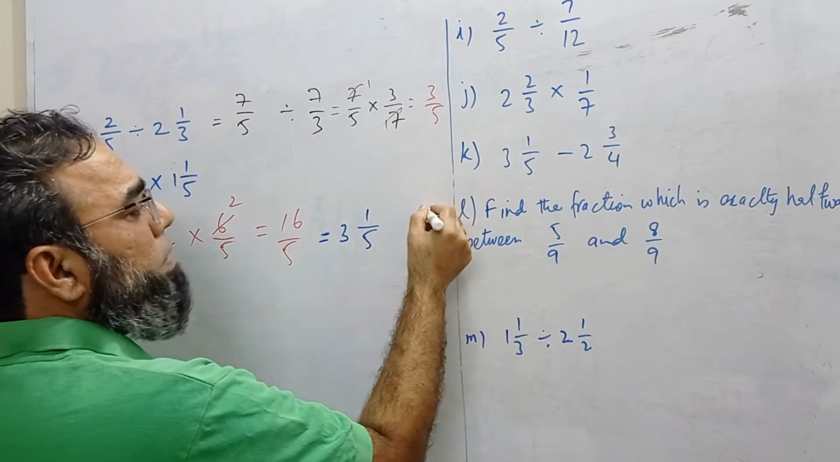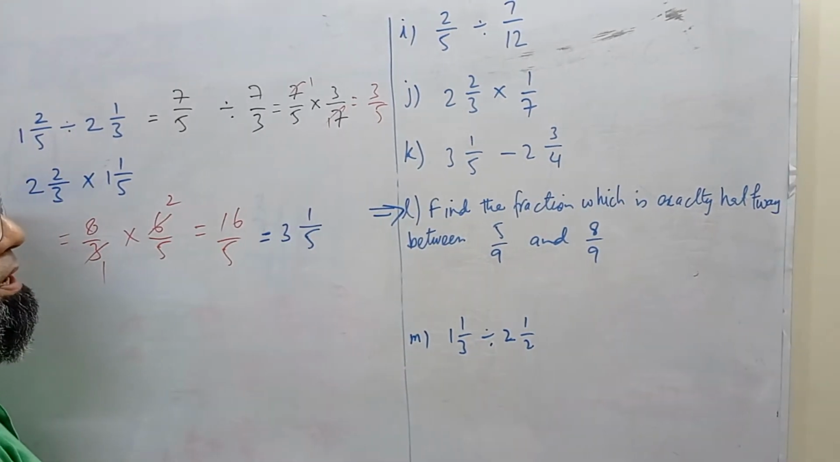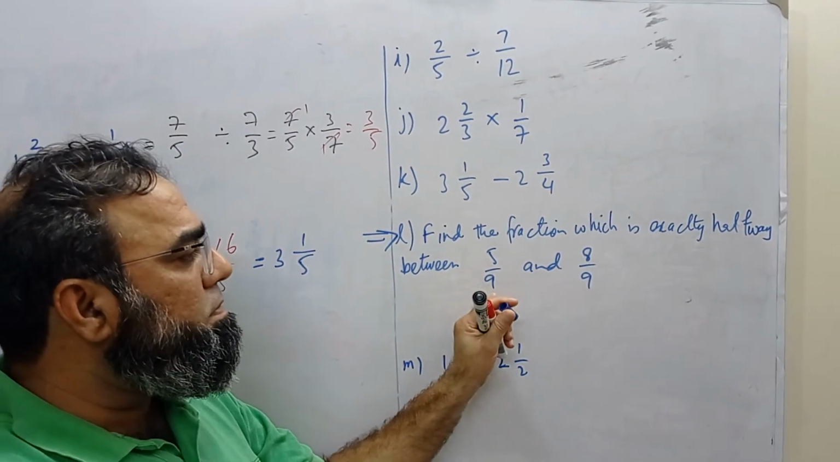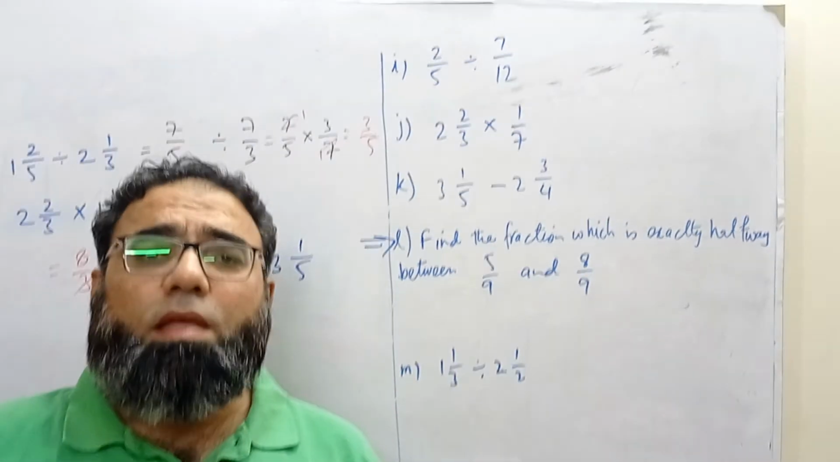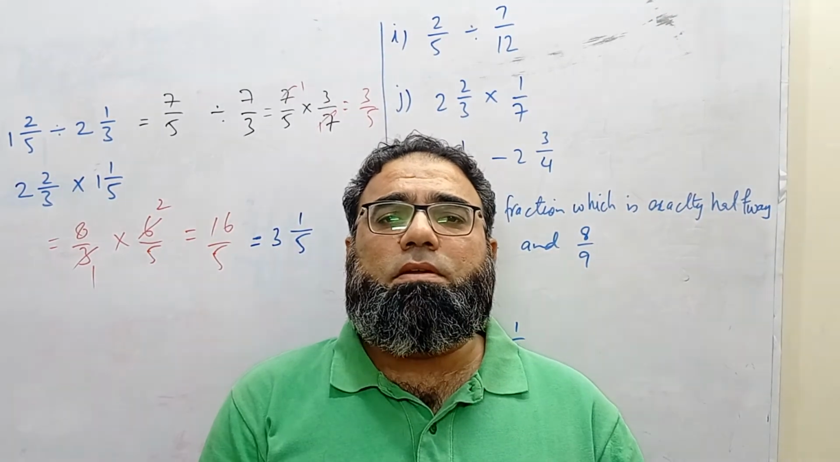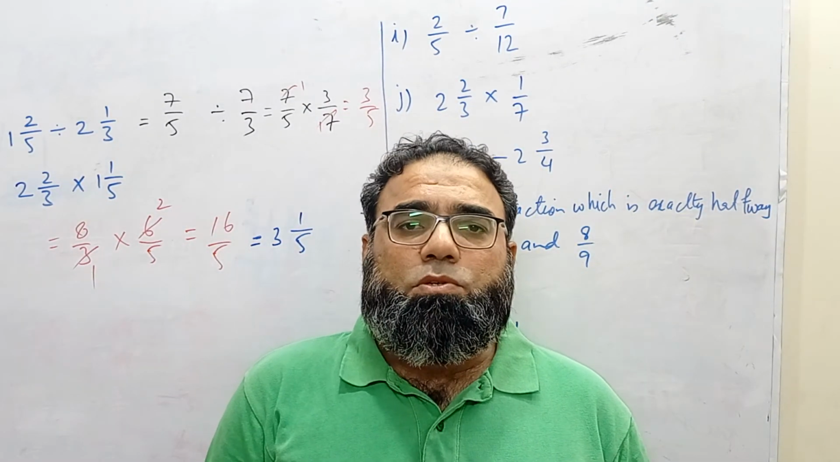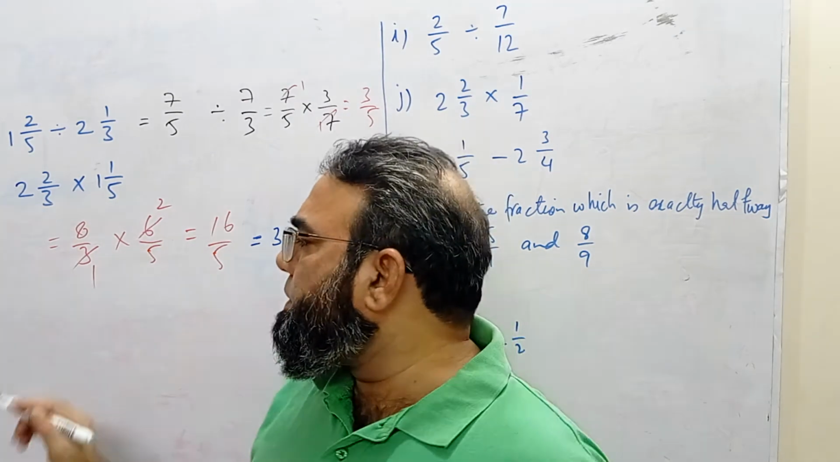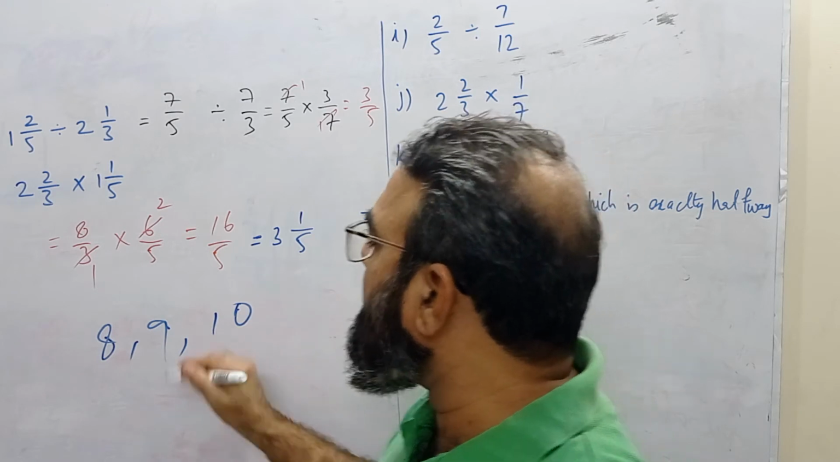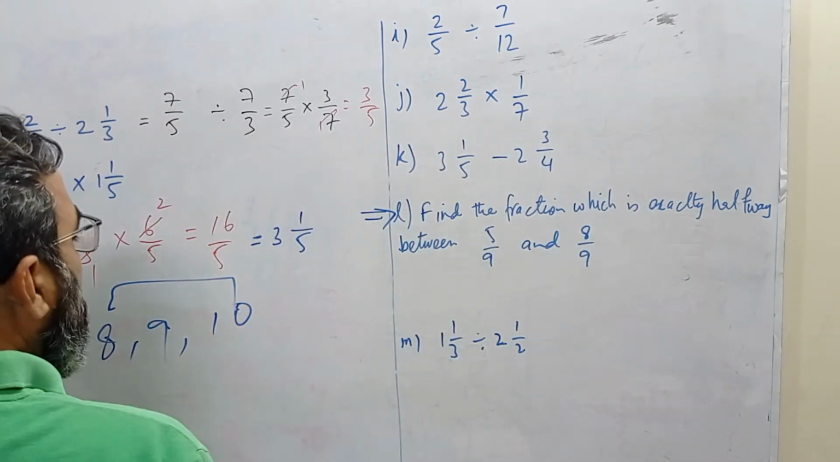Okay, now I want to do this part L for you. It says find the fraction which is exactly halfway between 5 over 9 and 8 over 9. What if I ask what is a number which is exactly halfway between 8 and 10, suppose? You can tell that mentally, like between 8 and 10, obviously there is 9. Okay, but you can find this with the working as well.